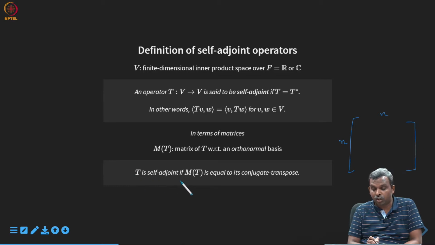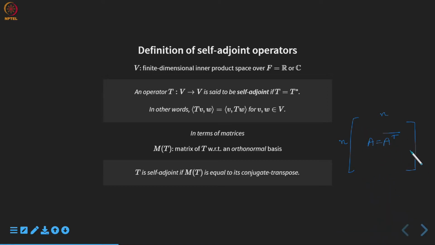So when is T self-adjoint? If the matrix is equal to its conjugate transpose. Let me write this as A transpose and then conjugate. So this is the property: you take the transpose of the matrix and take the conjugate, you should get the same thing. So what does that mean? A equals A conjugate transpose. If you have A_ij somewhere here, and A_ji somewhere there, A_ij equals A_ji conjugate. That is it, this is the definition.